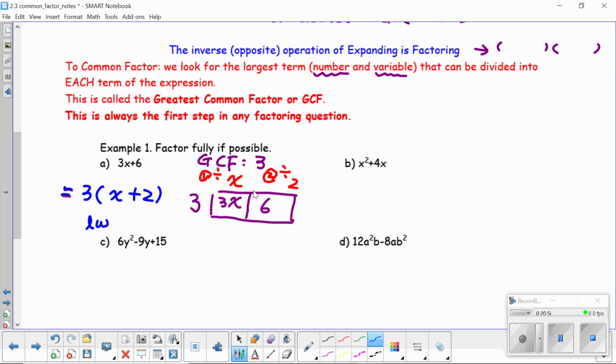And in the future, you don't need to draw the box. You just tell me, okay, the common factor is 3. Then 3x divided by 3 gives you x. 6 divided by 3 gives you 2. Then it's done.